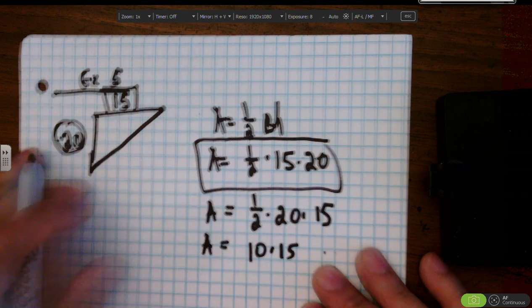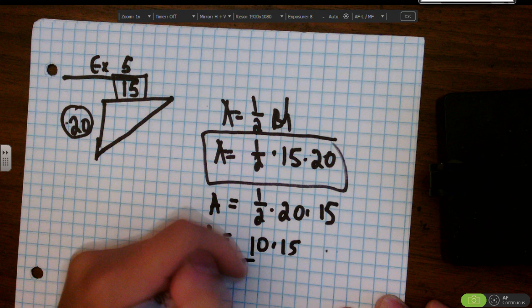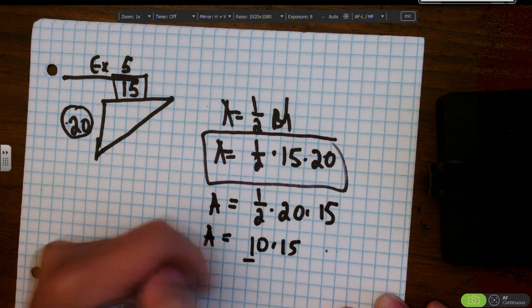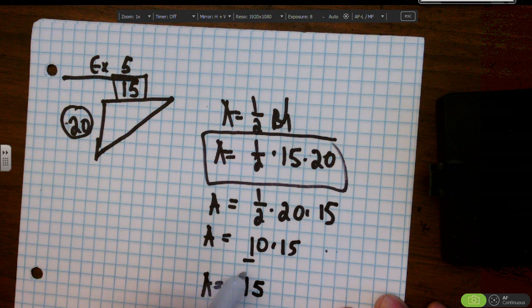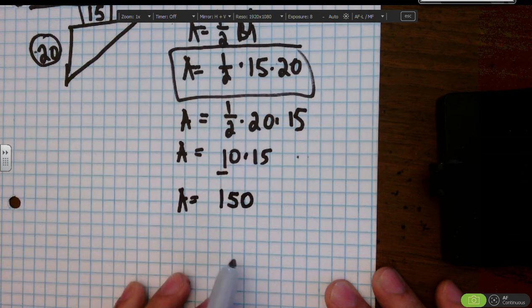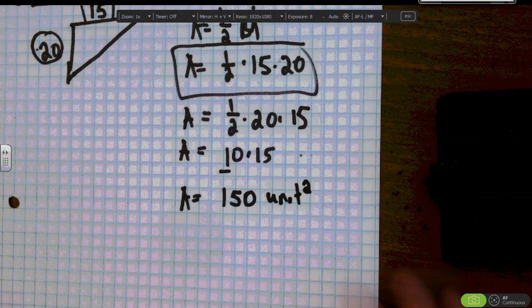Now there's a trick that I can do. The trick that I can do is this. I'm going to multiply 1 times 15, and I have 15. I have an extra 0 right here, so I'll put 0 right there. My area then, area equals 150 units to the second power, 150 units squared.